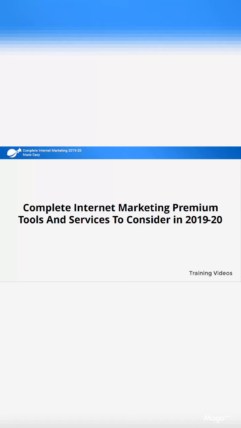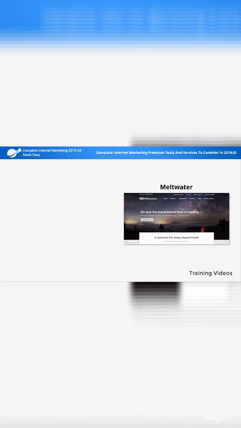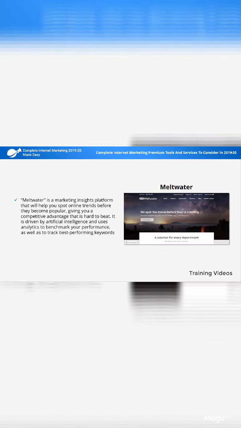Complete internet marketing premium tools and services to consider in 2019 and 2020. Meltwater. Meltwater is a marketing insights platform that will help you spot online trends before they become popular, giving you a competitive advantage that is hard to beat. It is driven by artificial intelligence and uses analytics to benchmark your performance, as well as to track best-performing keywords.